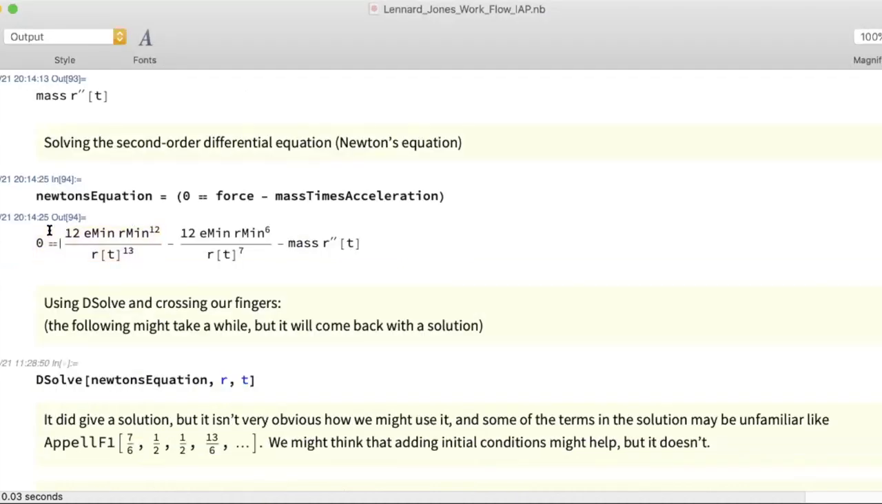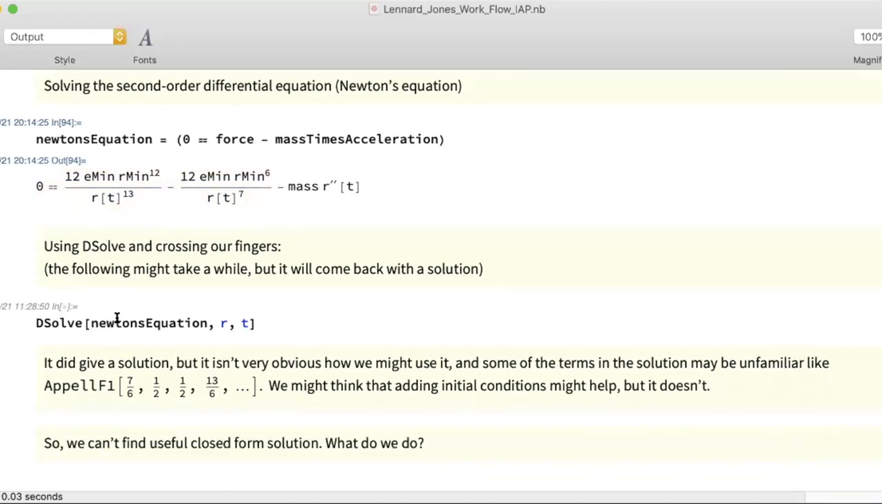And one thing I want to call your attention to is that equations have the form of this double equal sign. This means logically equals this. It doesn't mean set 0 equal to this, which would be something that Mathematica would complain about. Okay, so let's try to solve it. So I have my equation. I want to solve it in terms of R of t. That's my variable, and this is my dependent variable. And so I'm going to try to solve it.